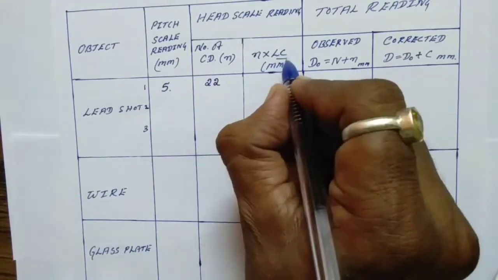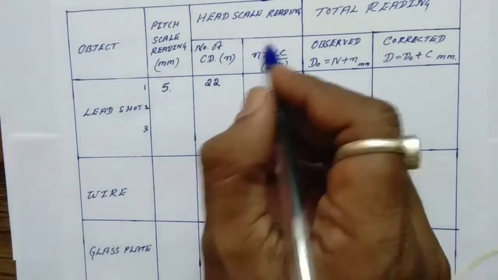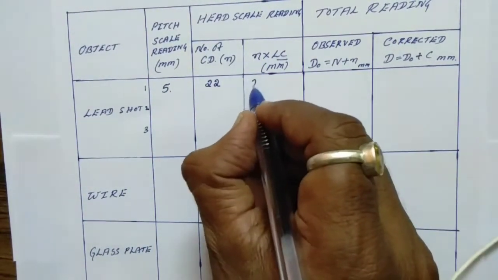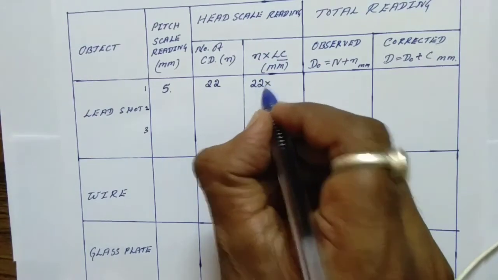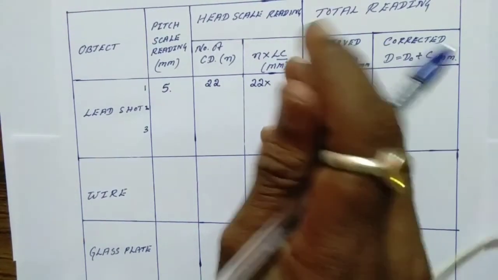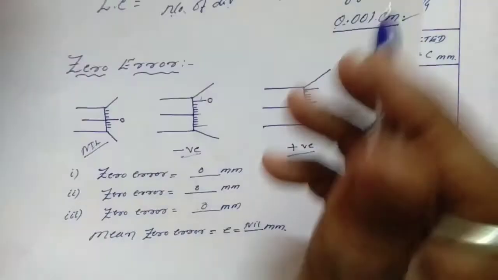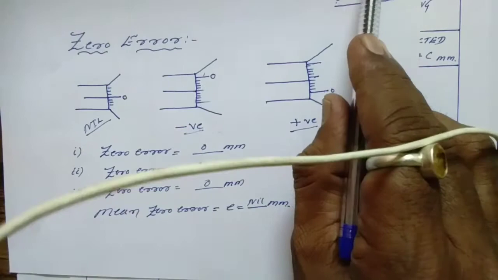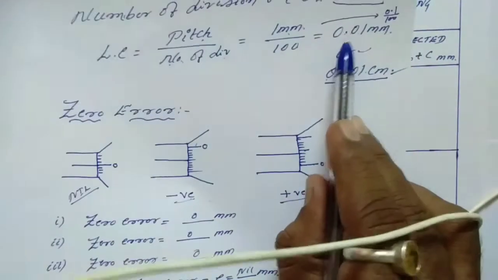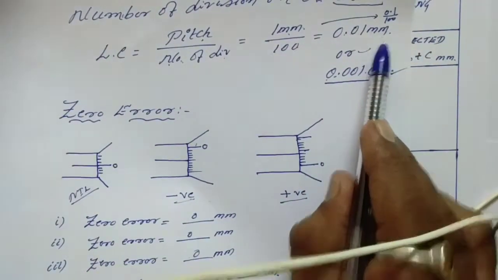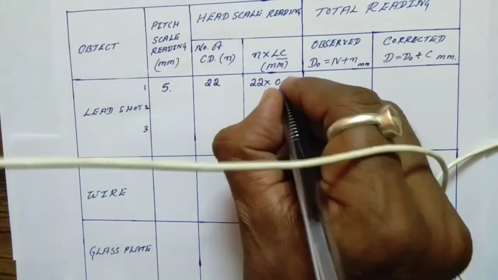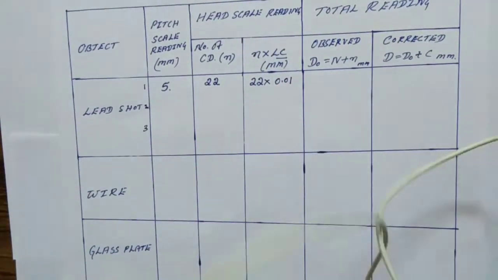What is the least count of this? Least count, you already know that. Here is n, small n, 22 into, I want it in millimeter. So what is the least count here? Please see the least count on this sheet. Where is the least count? So here we have the least count is equal to 0.01 millimeter.